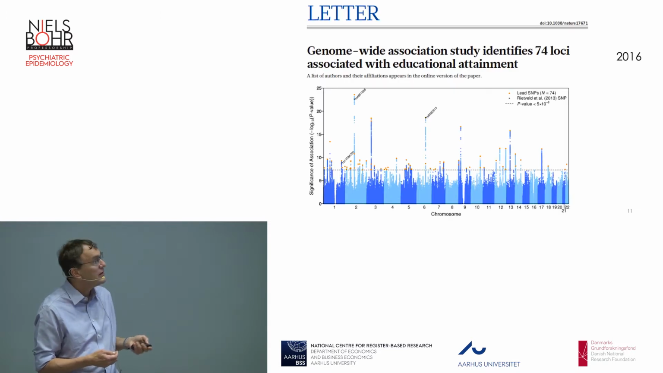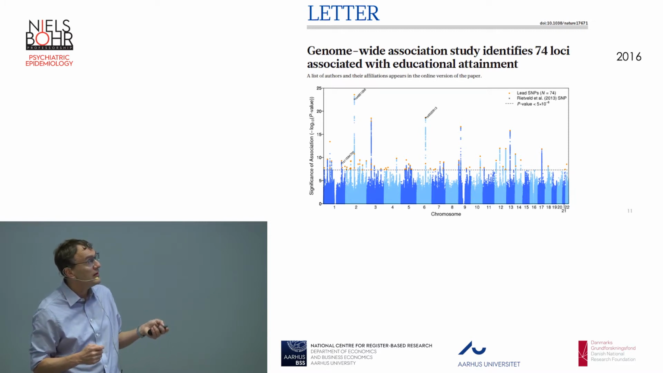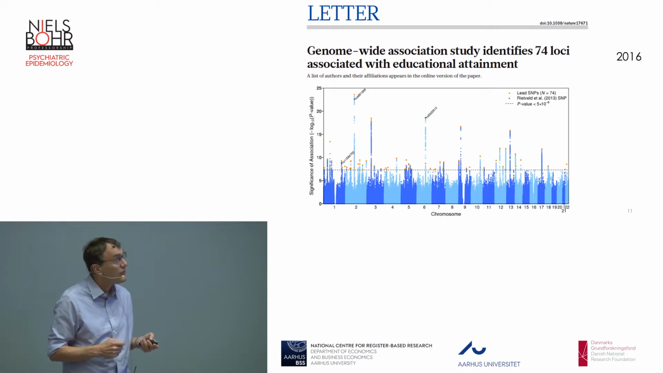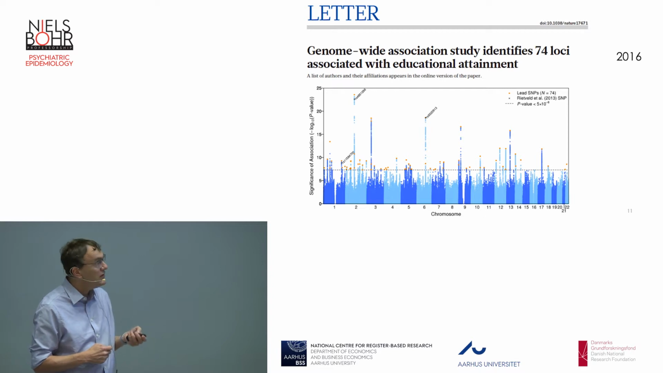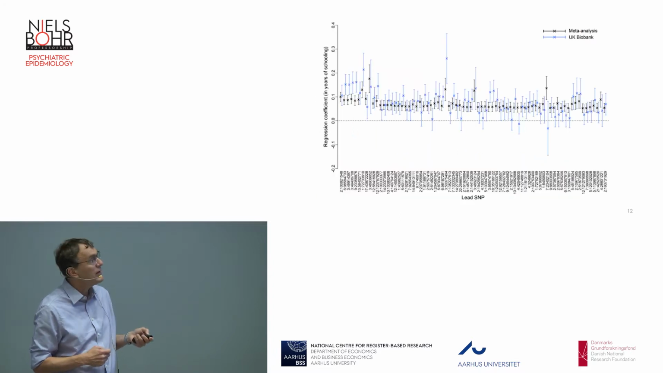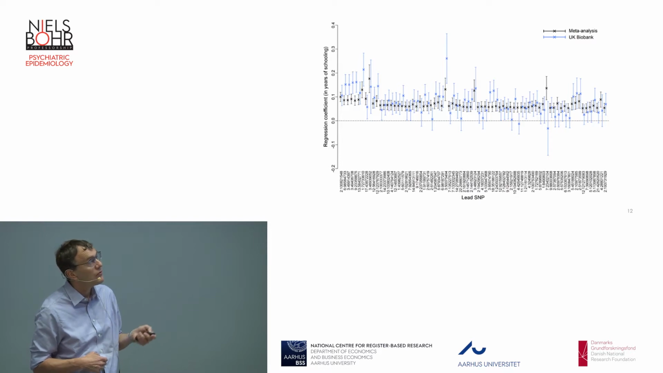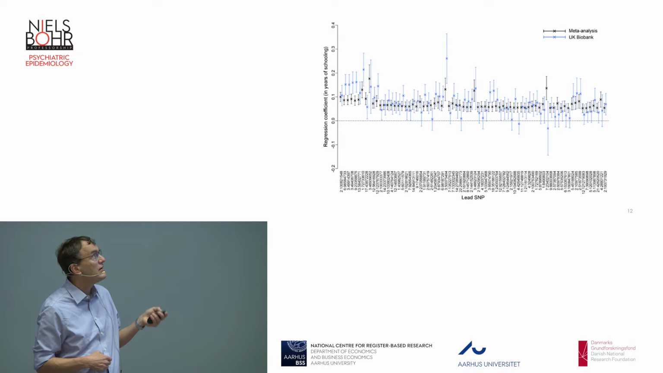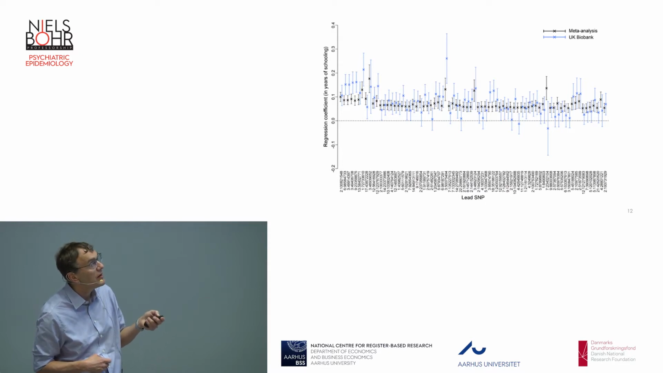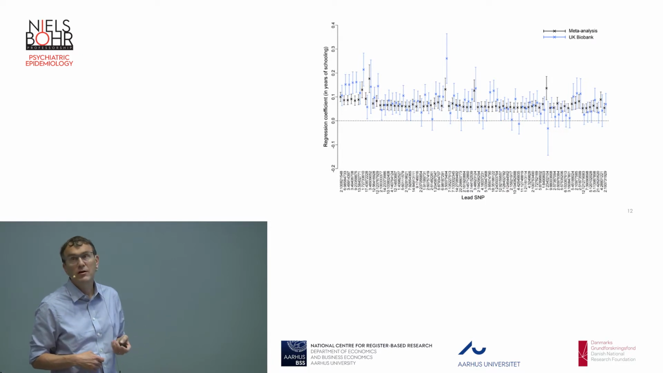Here's the Manhattan plot for that study, and as you can see, the line now has many towers, 74 lead SNPs. This was published in Nature in 2016. To show you how good this replication was, this is the meta-analysis excluding the UK Biobank, from which we found 74 SNPs. And here are the estimated effect sizes, the regression coefficients for years of schooling, from the UK Biobank. They are in blue, and you see it's remarkably consistent.